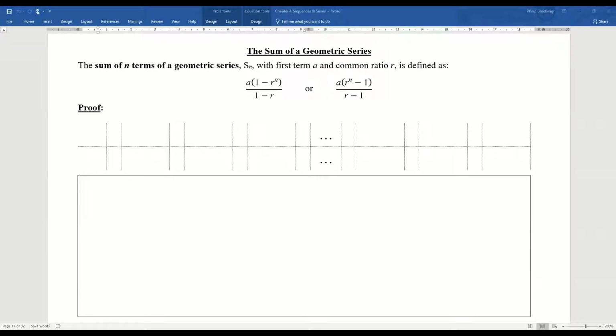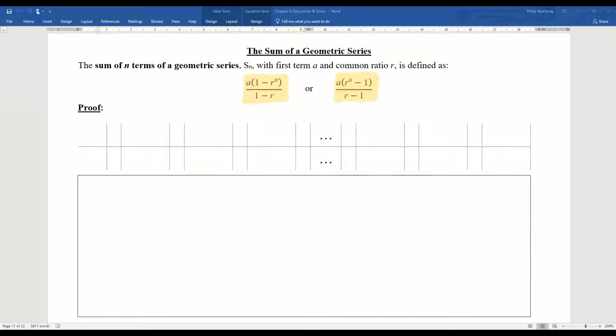So here it is. This is the sum of a geometric series, and there are 2 general forms to this that we can use. There's the 1 subtract R version, and then there's also the R subtract 1 version. You can use both of them interchangeably, it doesn't matter. And there are situations where you may prefer one over the other, but that's down to your own discretion and the situation in the question. All right, let's look at the proof.